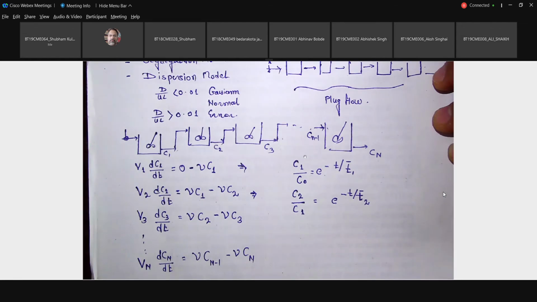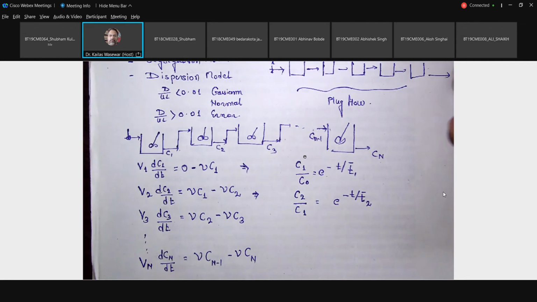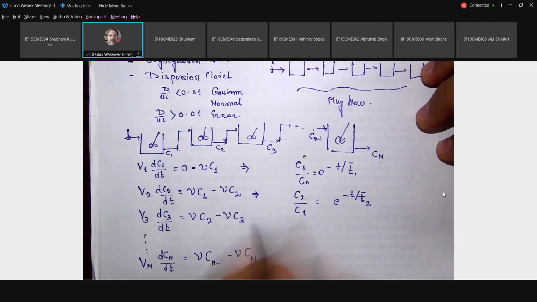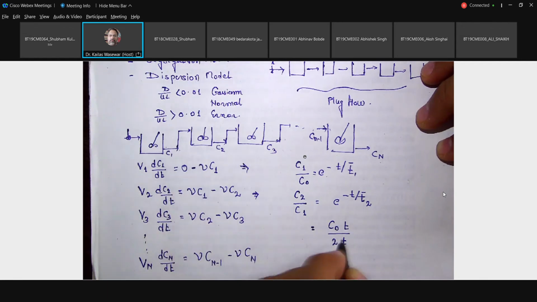Yes, what will you get? C2 is C0 times t exponential of minus t over tau, in terms of C1. So simply you can write C2 is equal to C0 t squared over 2, if it is equal volumes, so it will be t bar squared, we can say, exponential of t upon t bar. That is for a single reactor.